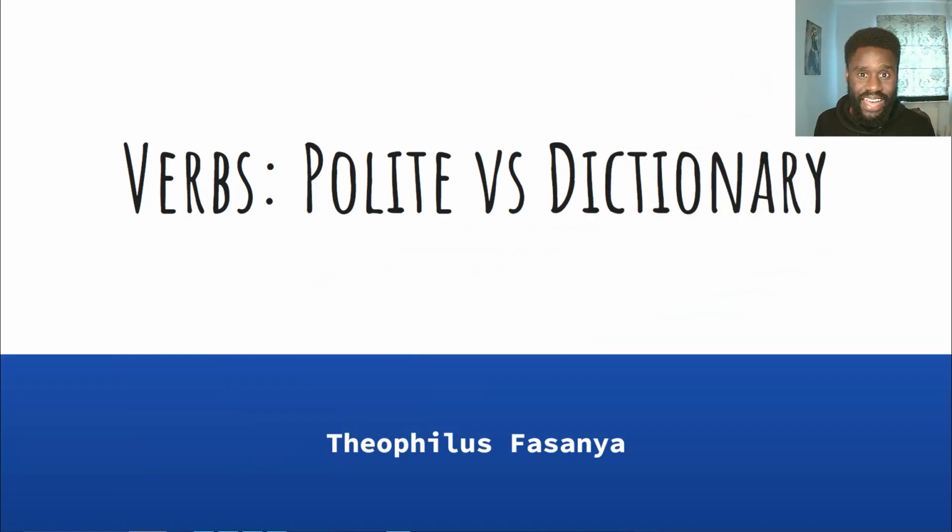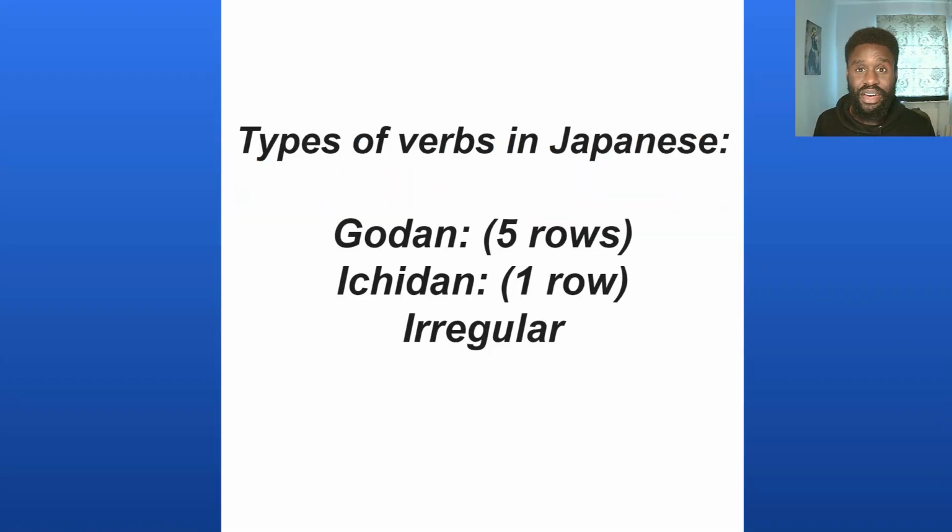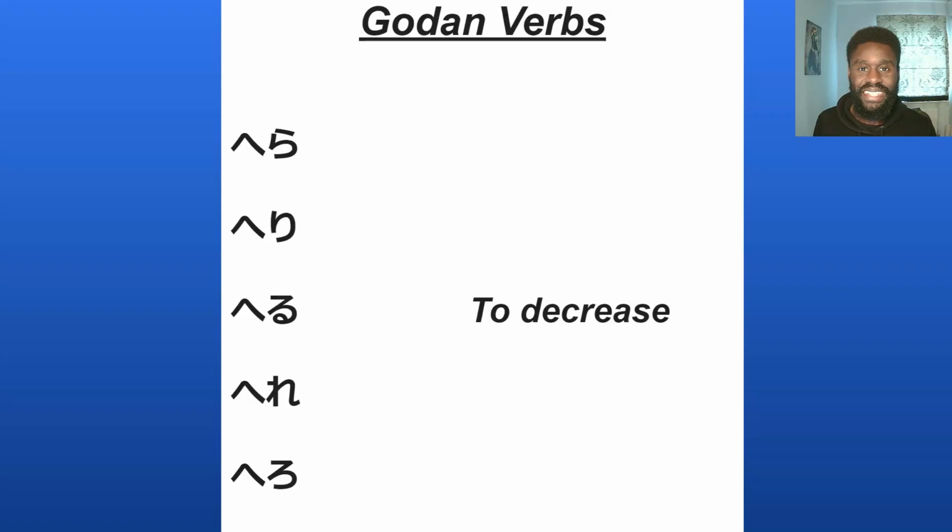Verbs, polite versus dictionary. In Japanese, there are 3 different types of verb: Godan verbs, Ichidan verbs, and irregular verbs. Today we're going to recap the polite forms of verbs and the dictionary forms of verbs.